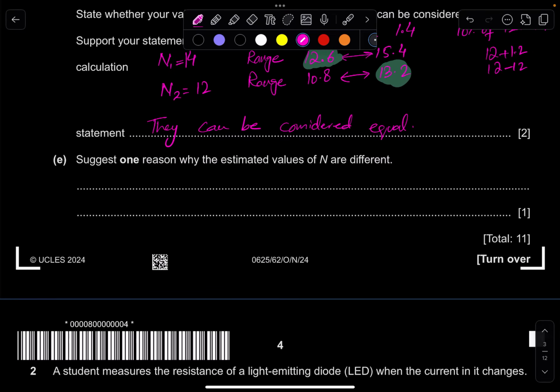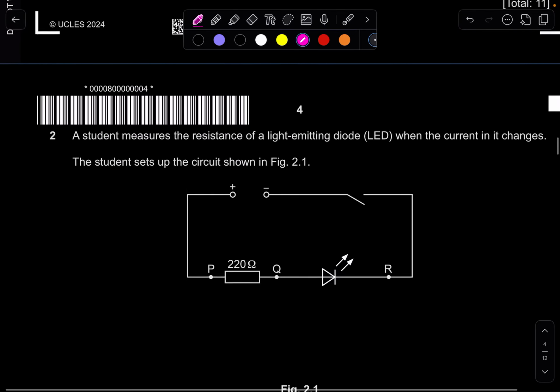Suggest one reason why the estimated value of n are different. Okay, why they are different? We have estimated the value of n from the thickness of the slides and the masses of the slides. So the thickness of each slide will not be the same, or mass can be different, right? So we can say that slides can have different thicknesses, or you can say, or mass. Okay, so we are done with the question 1.